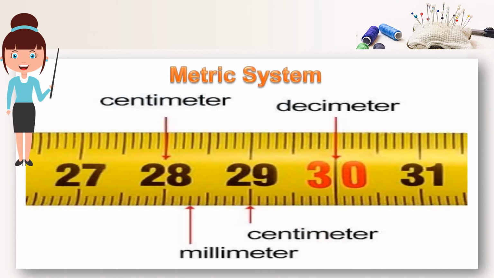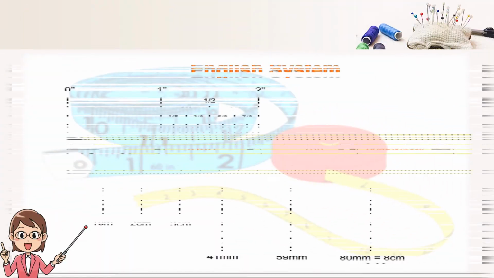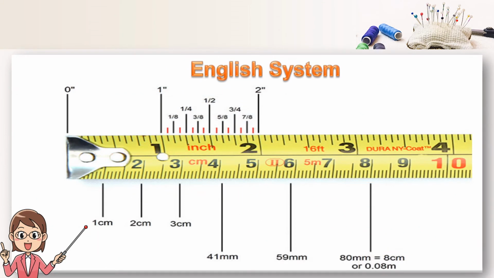Okay, so this is an example of the metric system. We use the millimeter, which is the small line, and the centimeter. On the upper side of the tape measure is the English system, which is the inches and the feet. So this is an example of the English system.